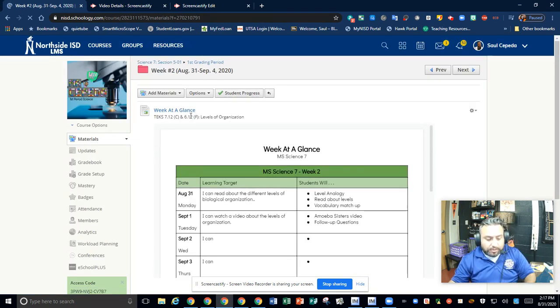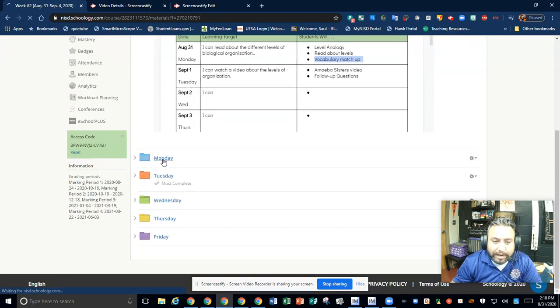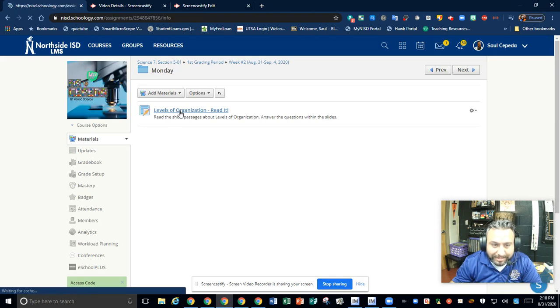Now your week at a glance, since we're talking about science in general, is going to include, number 1, the topic from 7th grade. So you'll see this number right here, 7.12c. And then the topic from 6th grade that goes with it that we can use as a review. And both of these talk about levels of organization. So for Monday, you are going to read about the different levels of biological organization. You're going to do another analogy like we did with the money. You're going to read about the different levels, and you're going to do a vocabulary matchup. Okay? So let me scroll down, look at Monday, and we can go over your assignment today.